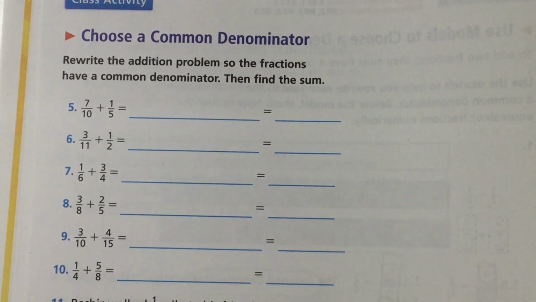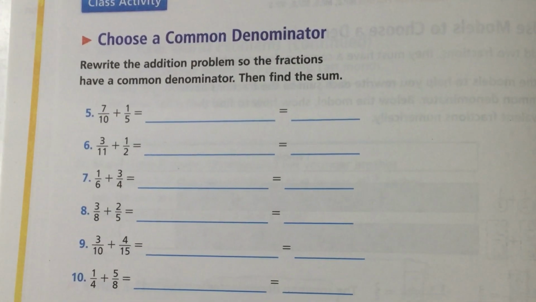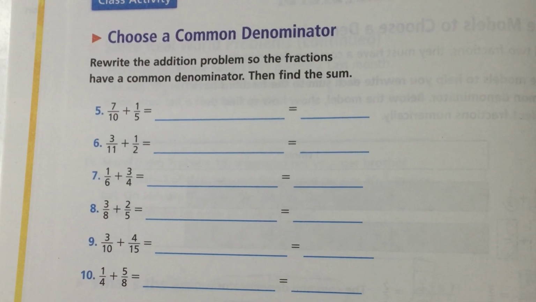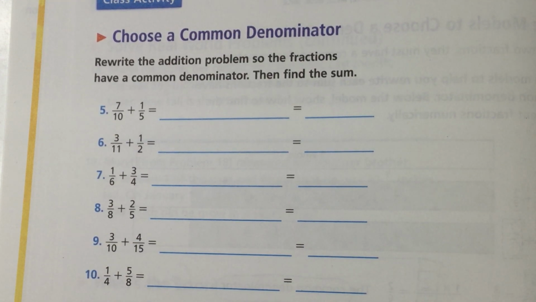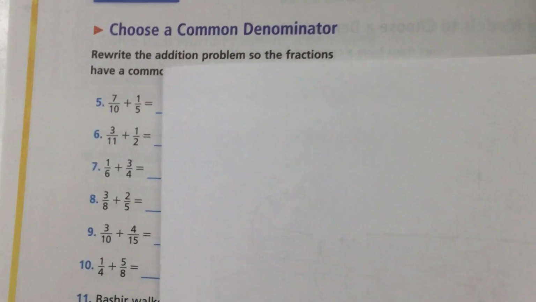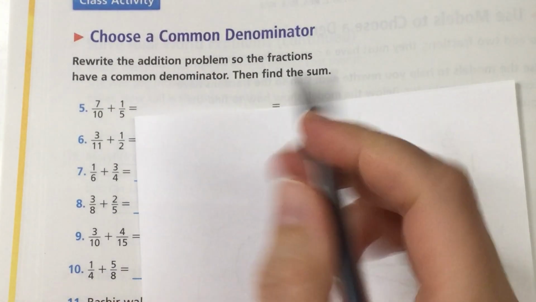Okay, turning the page. Oops, I'm still zoomed in there. Choose a common denominator. So now what these are doing is we're adding the fractions, but we want to add them showing a common denominator. This is where we're going to set things up a little bit differently. And I hinted at this last lesson. Here we go. We're ready for it now.